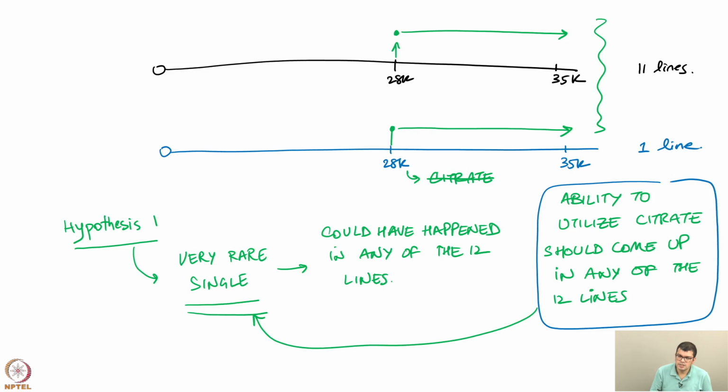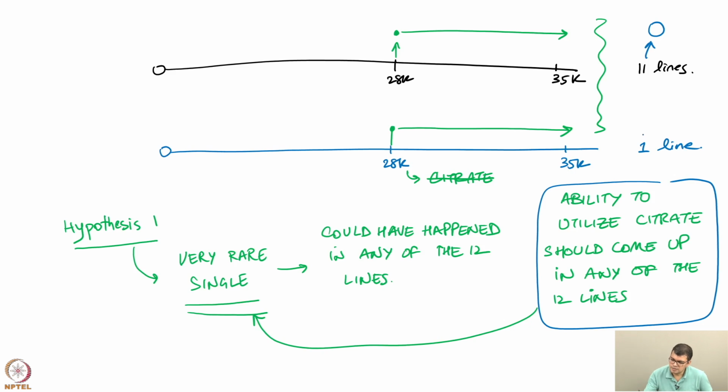It turns out that literally trillions of cells were checked for their ability to utilize citrate, and in these 11 lines the number of cells that evolved the ability to utilize citrate was 0. So not even once did these 11 lines acquire the ability to utilize citrate even when started from 28,000 generations.